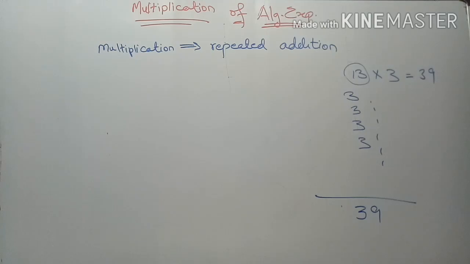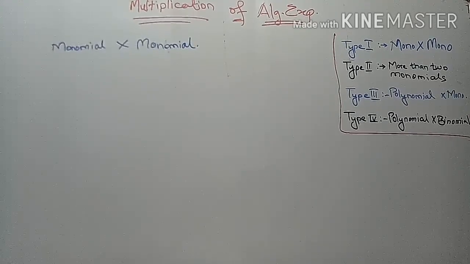times gives you 39. So for multiplication of algebraic expressions, we need to be specific about what type of algebraic expression it is. Is it a monomial multiplied by a monomial, or more than 2 monomials, or a polynomial multiplied by a monomial, or a polynomial by a binomial? These are the 4 types of multiplications that we are going to study in today's video.